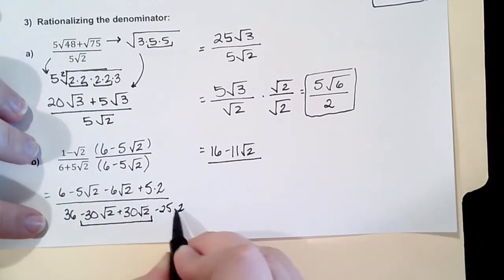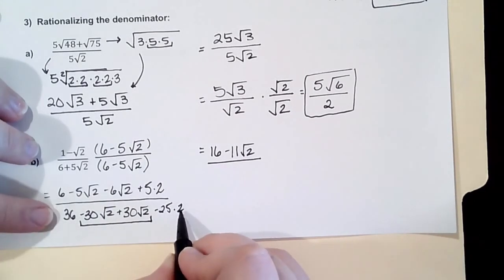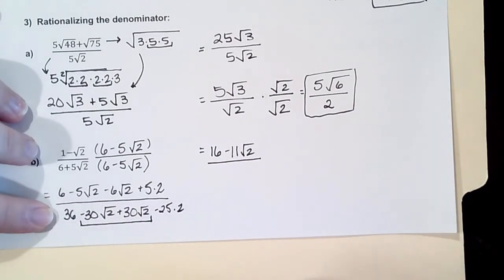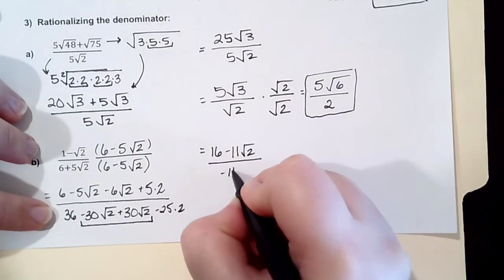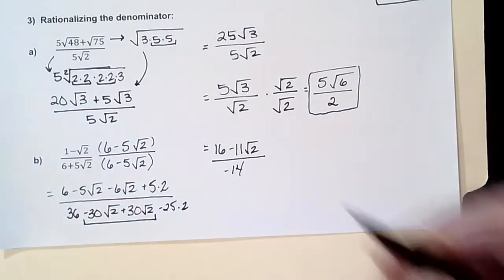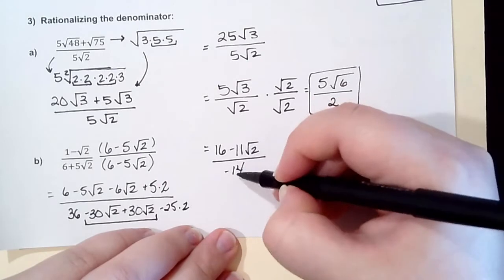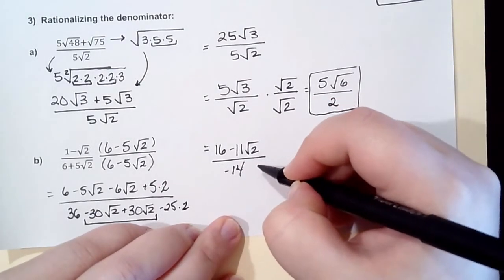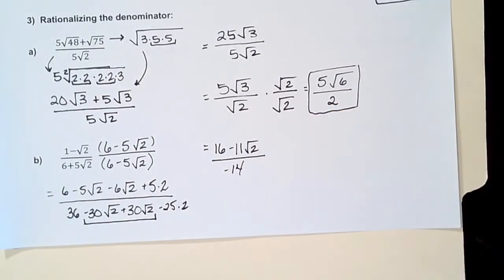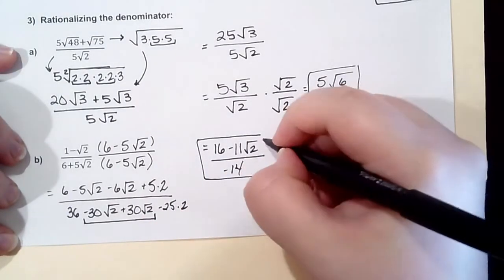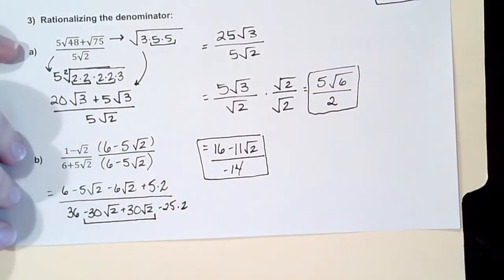I have to multiply over here. I've got negative 25 times 2, which is negative 50. So 36 minus 50 is going to be negative 14. This is as simple as we can get because we can't reduce anything. We don't have any radicals on the bottom, and our radical up top is as simple as it can get. So that is our second type of rationalizing.